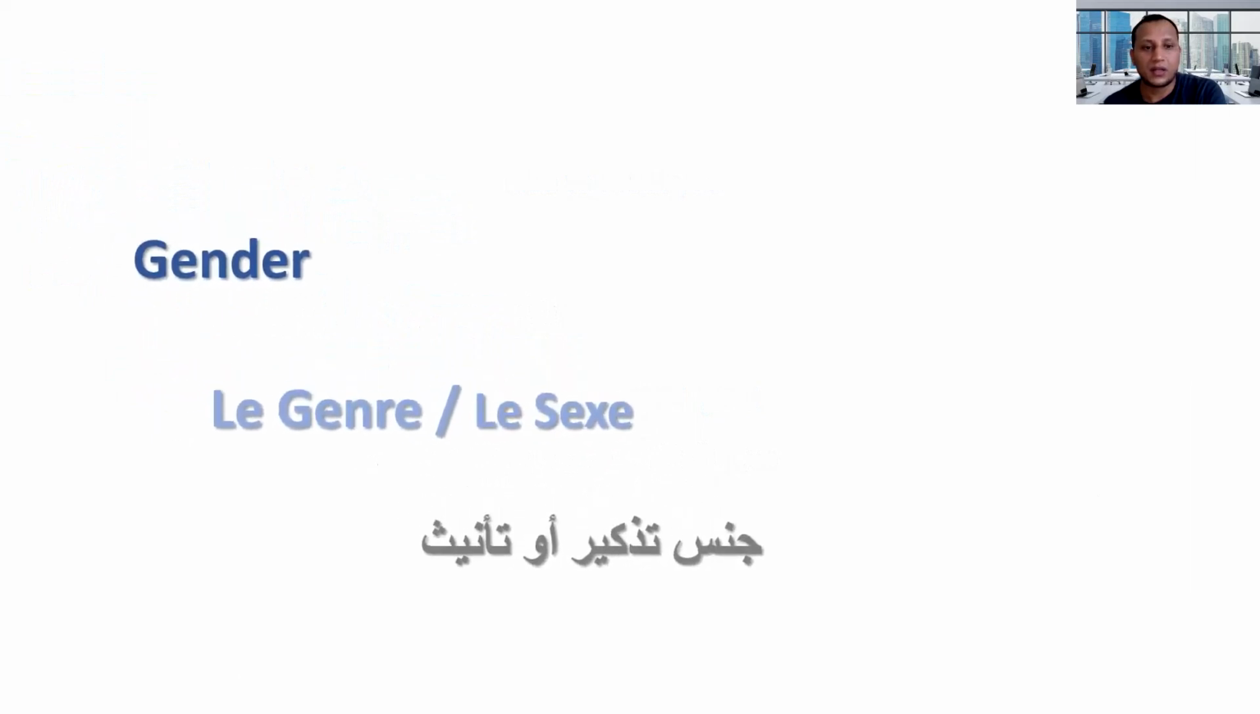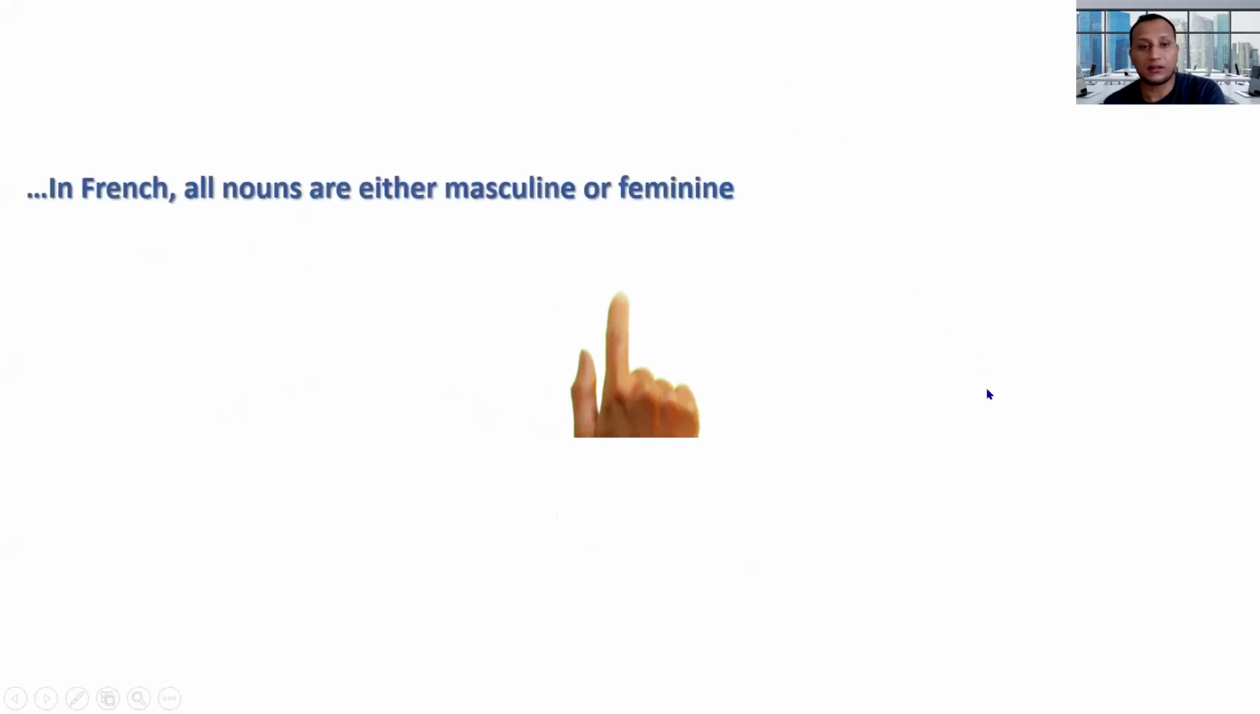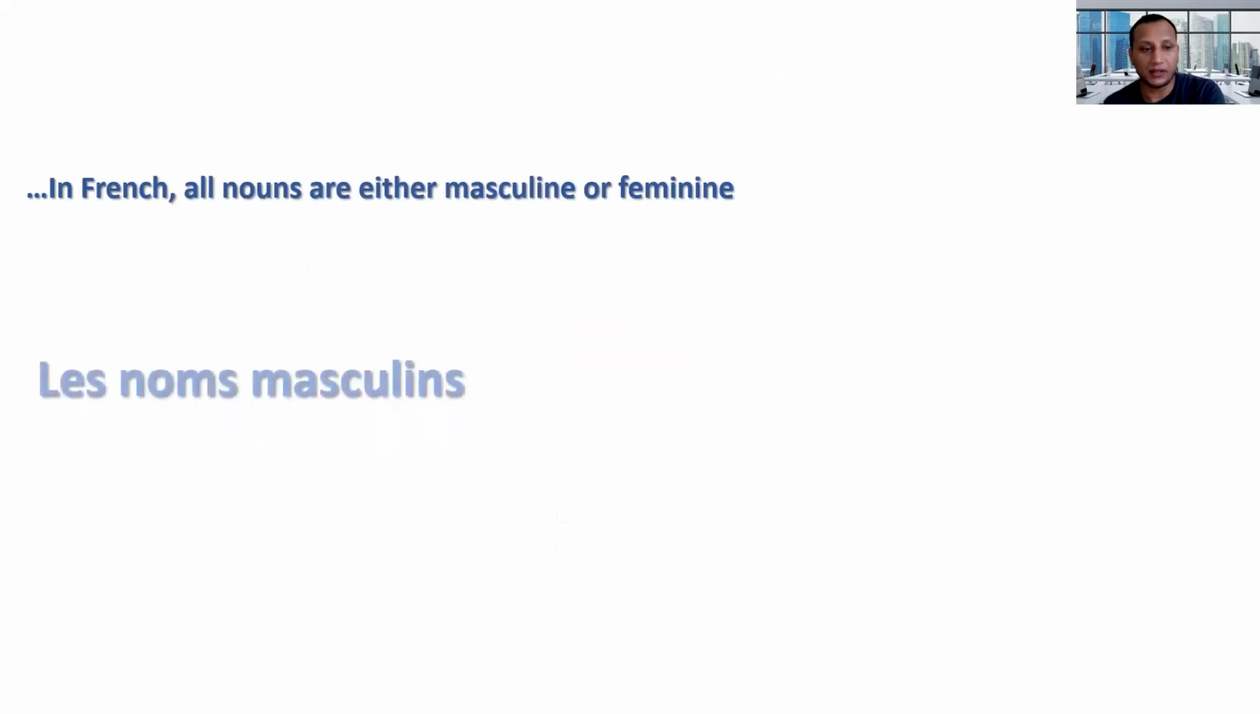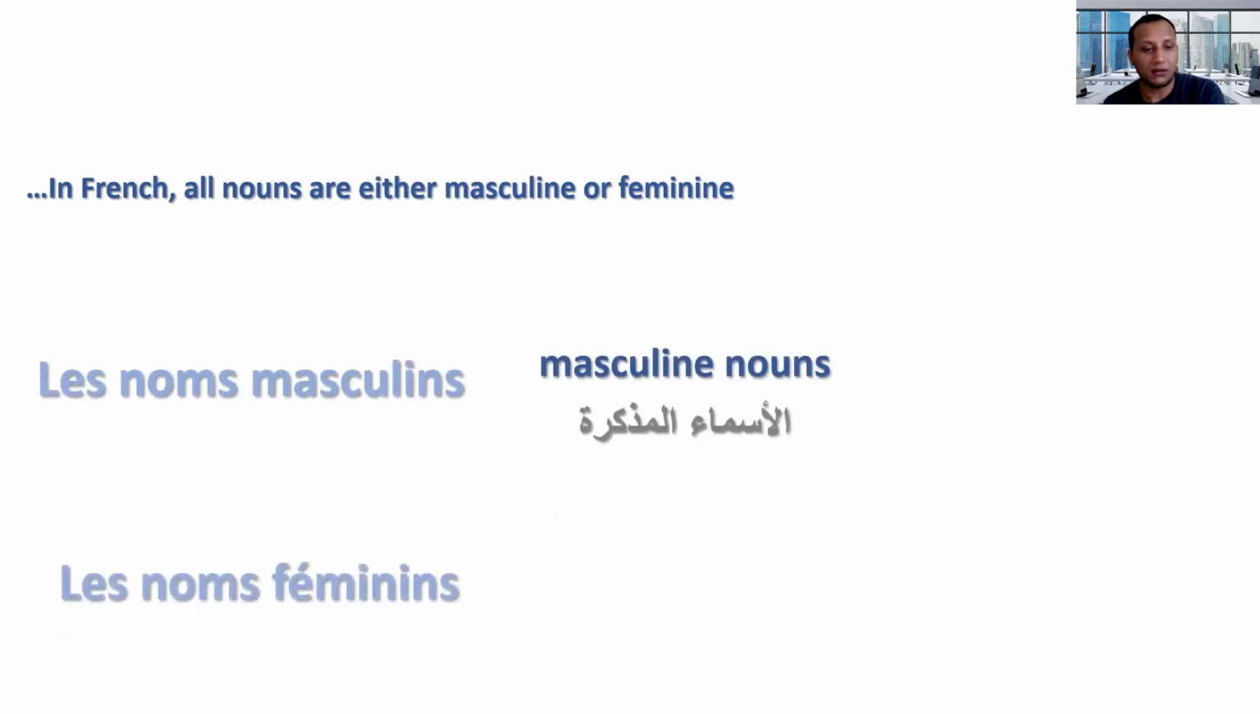Okay? Now let's move to study other basics of French language. The gender, les genres, le sexe, جنس التذكير أو التأنيث. Okay? In French, all nouns are either masculine or feminine. Les noms masculins for masculine nouns and les noms féminins for feminine nouns. Masculine nouns الأسماء المذكرة. Feminine nouns الأسماء المؤنثة.